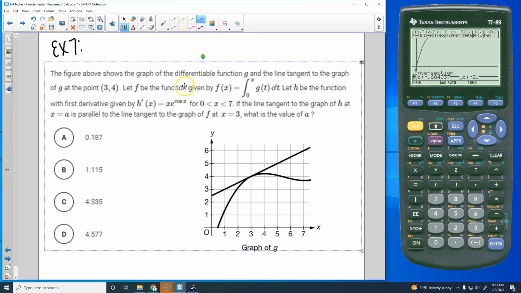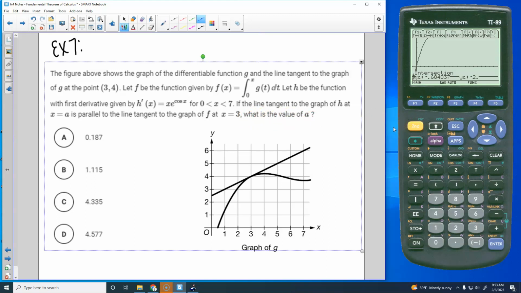So, let's look at this one. The figure above shows the graph of the differentiable function g and the line tangent to the graph of g at the point (3, 4). F is the integral from 0 to x of g of t dt. H is the function given here. If the line tangent to the graph of h at x equals a is parallel to the line tangent to the graph of f at x equals 3, what is the value of a?